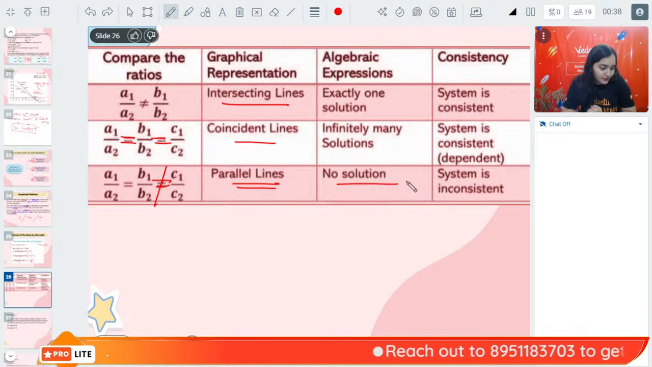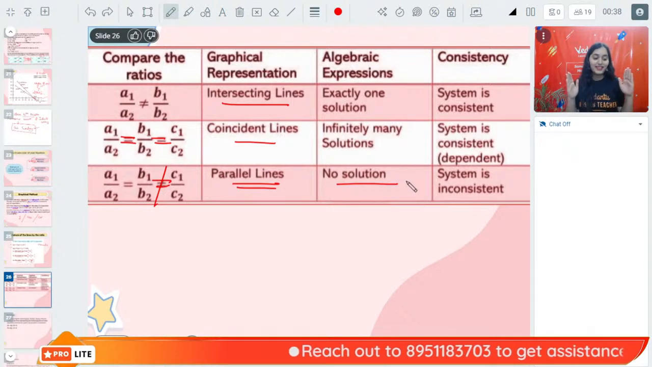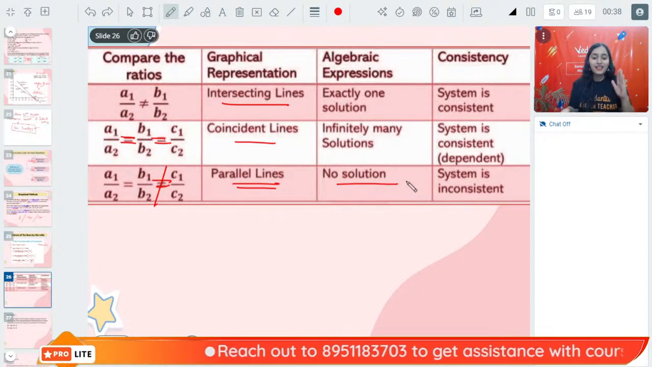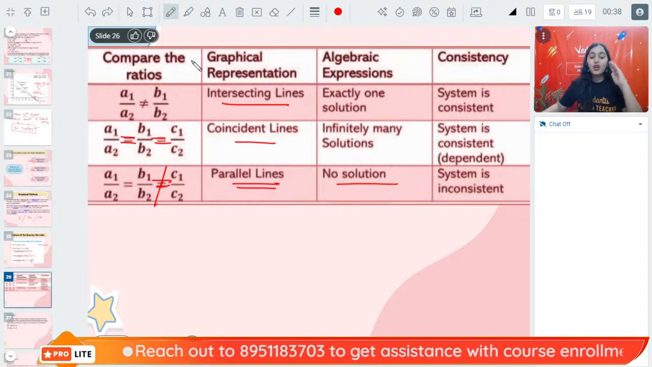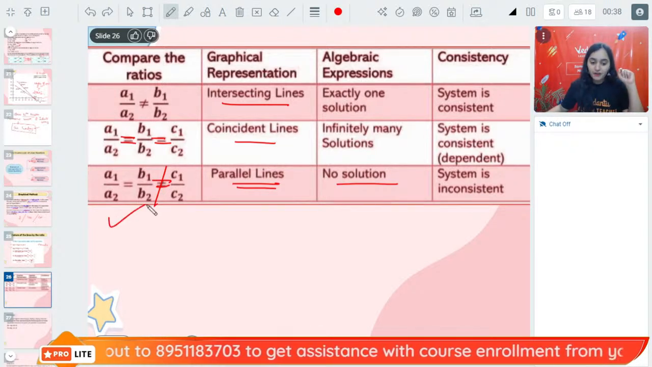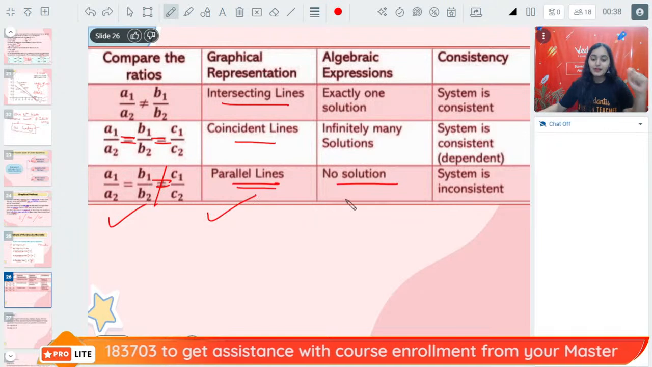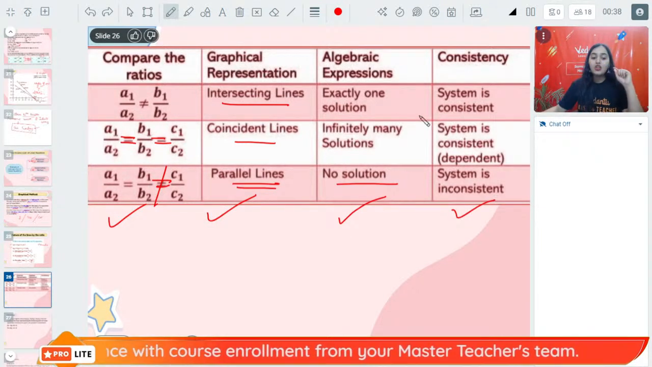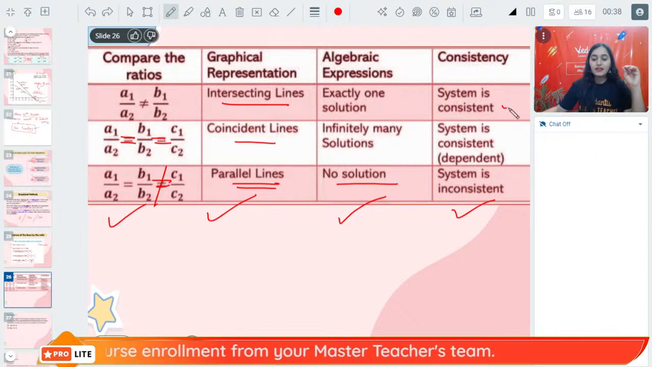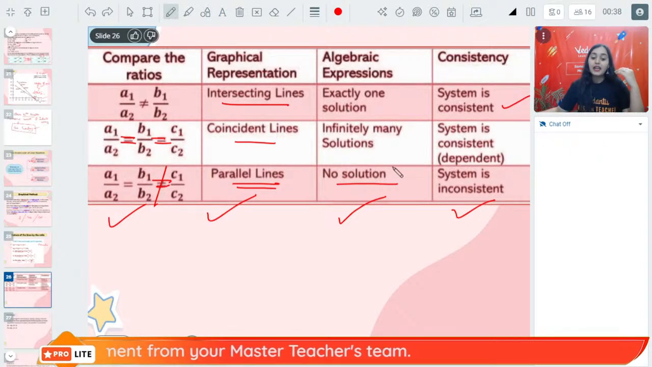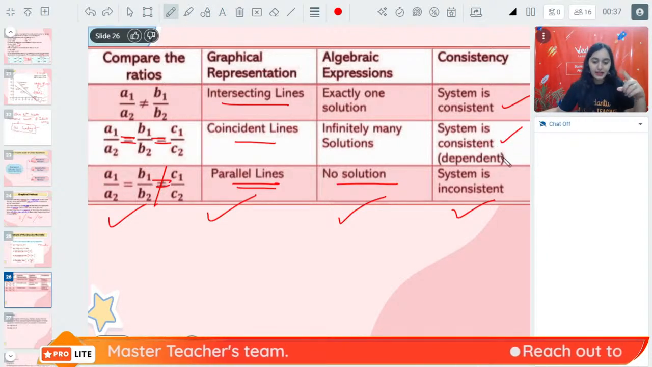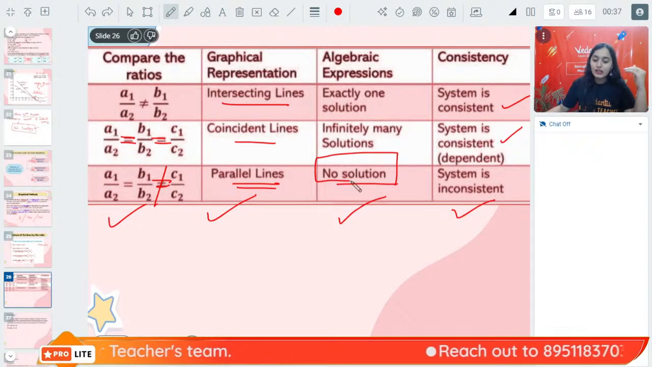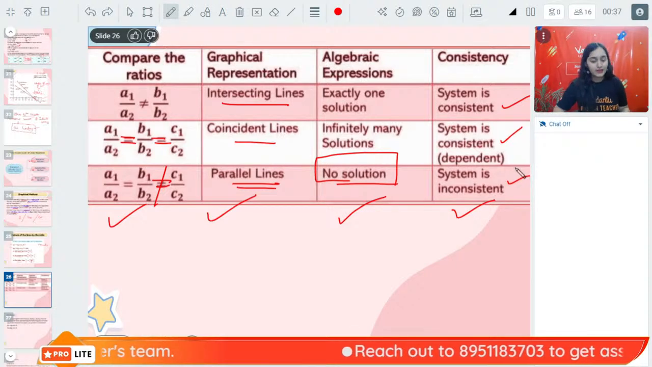Yes, everything is summarized on this particular table. You don't need anything else. What is the comparison of ratios, graphical representation, solutions, and their consistency. So if they are intersecting lines, we say the system is consistent. If they are coincident lines, again we say the system is consistent. Only if you have no solution, we say the system is inconsistent.